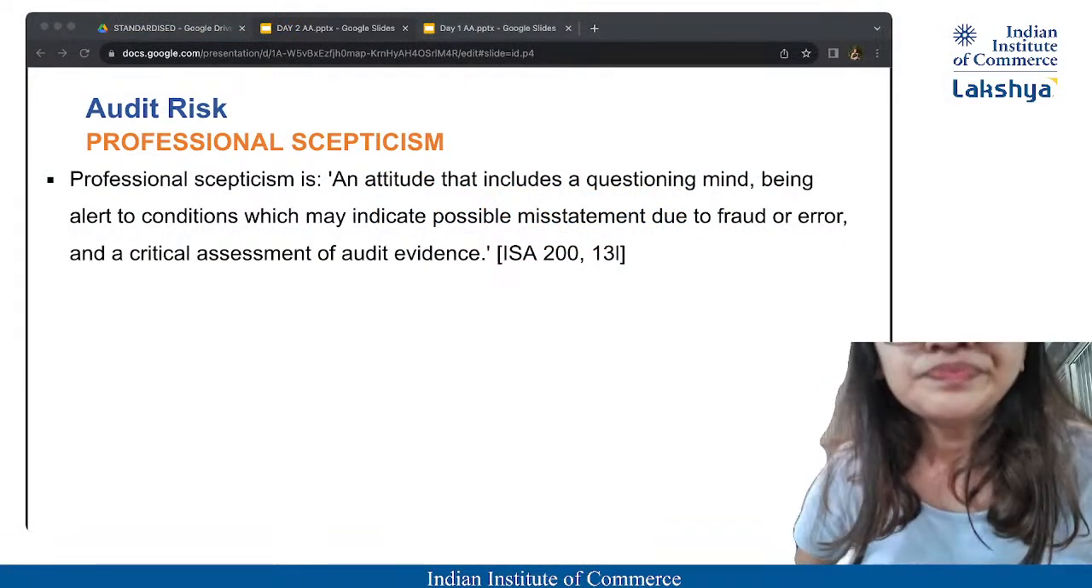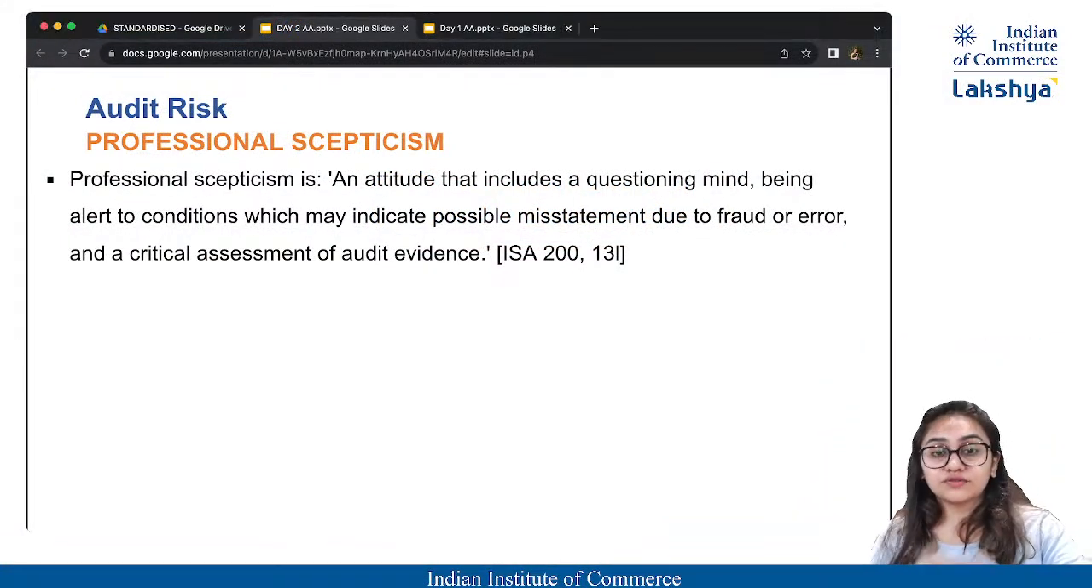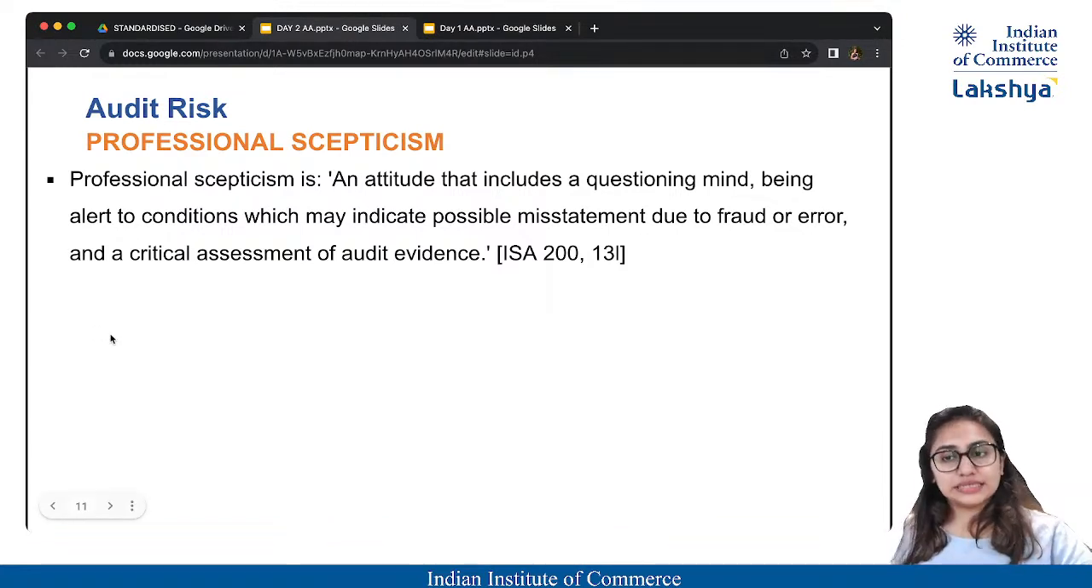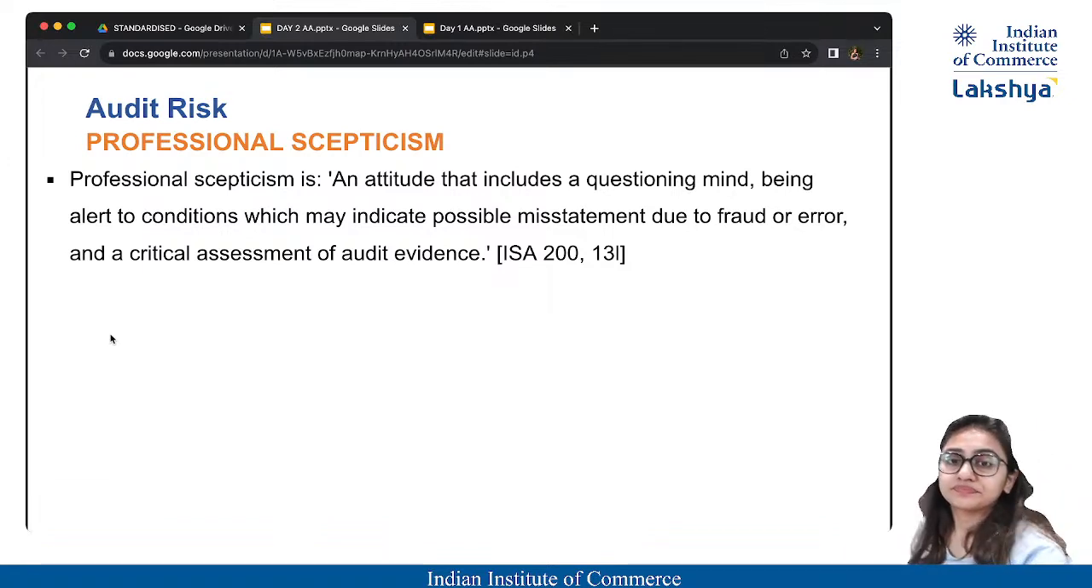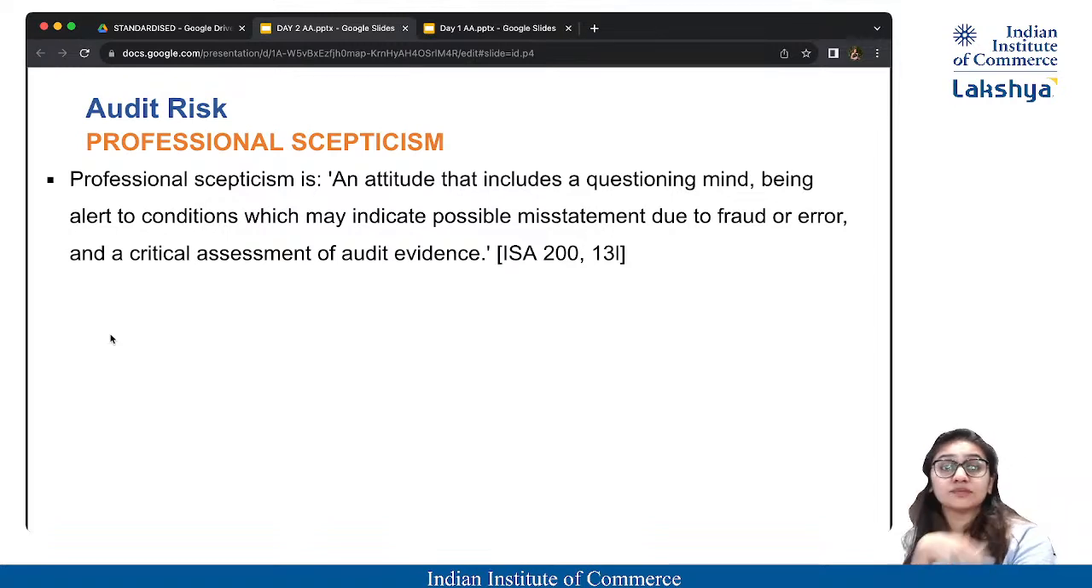Yeah. So you need to ask a lot of questions about the company, because that will give you an idea about how the company operates and of the various things in the company. And then being alert to conditions which may indicate possible misstatement due to fraud or error, and a critical assessment of the audit evidence. Since you know that it is a new company you have no idea about, you need to be extra cautious about all the conditions that you might feel indicate a possibility of fraud.